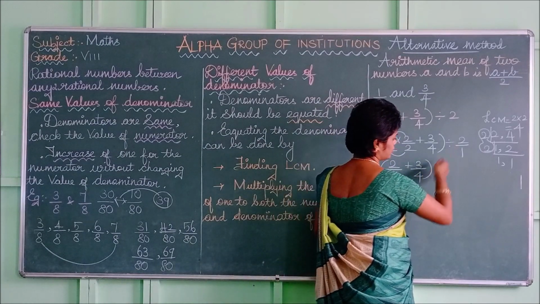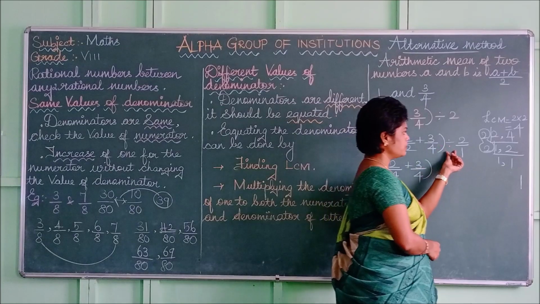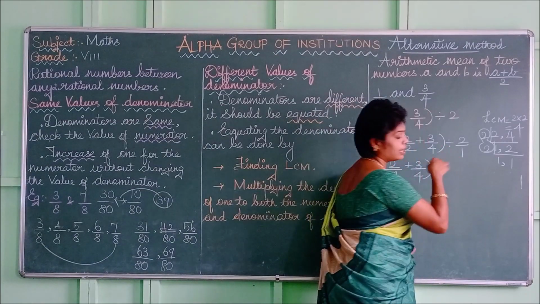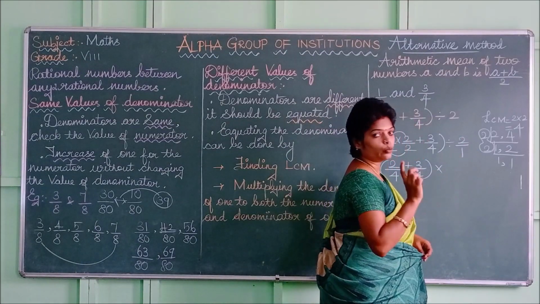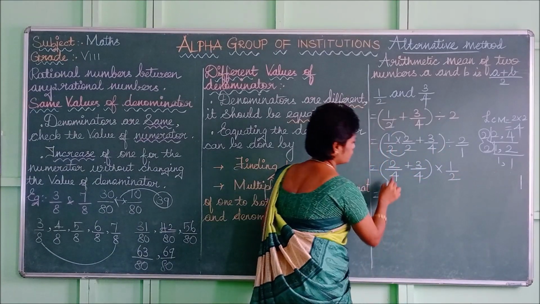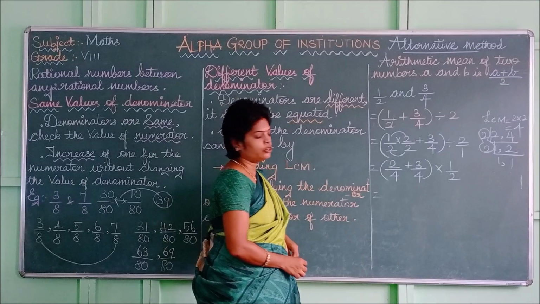As we saw already, the properties of division: if it is division, you can change that to a multiplication using the reciprocal. The reciprocal of 2 by 1 is 1 by 2. So listen, both the denominators are same, we can add the numerators.